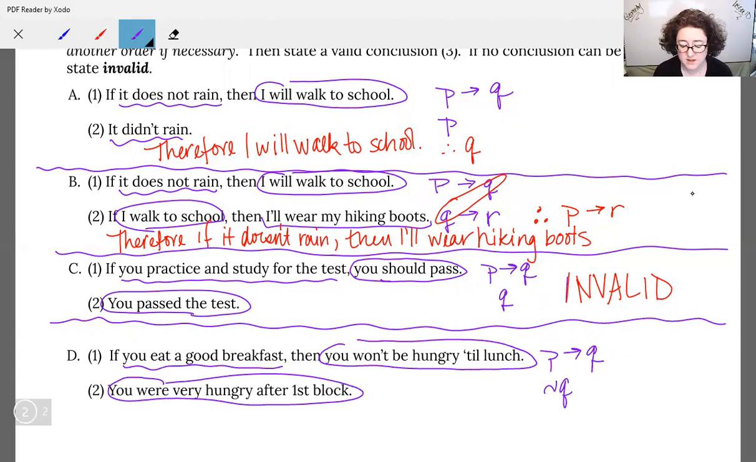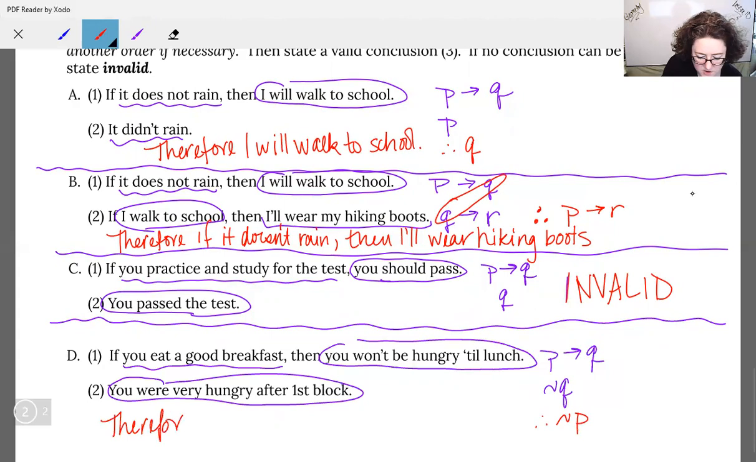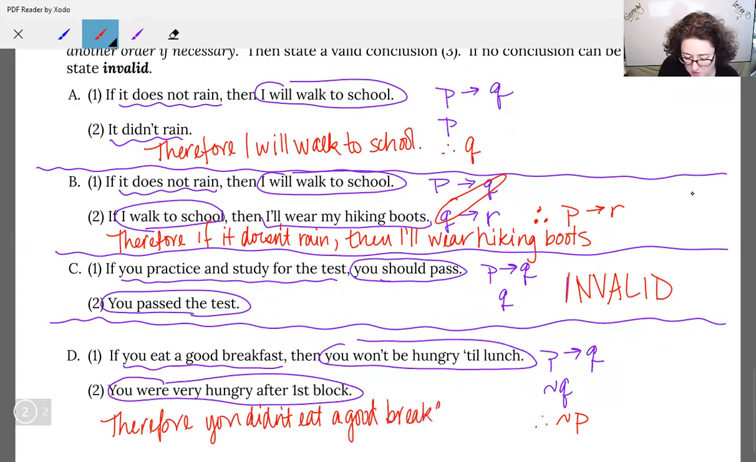And so wait a second. Looks like we're starting to write our contrapositive. So our conclusion on this one would be therefore not P. So we can write the conclusion out in words. So therefore, you didn't eat a good breakfast. Maybe you didn't have enough protein to hold you over. Alrighty.